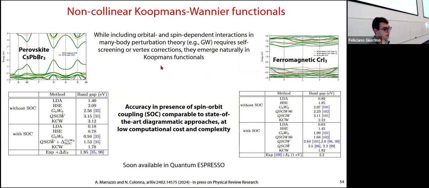And this actually gives you very accurate band gaps. So this is a perovskite, where spin-orbit coupling changes the gap by almost 1 electron volt. And this is a ferromagnetic insulator, chromium triiodide. You see the band gaps that we get with this KCW method with spin-orbit coupling are in the same range as quasi-particle self-consistent GW with vertex corrections, which is much more costly and much more complex, I think, from the point of view of the users, okay? So we have a very high accuracy with low computational cost and complexity, okay?